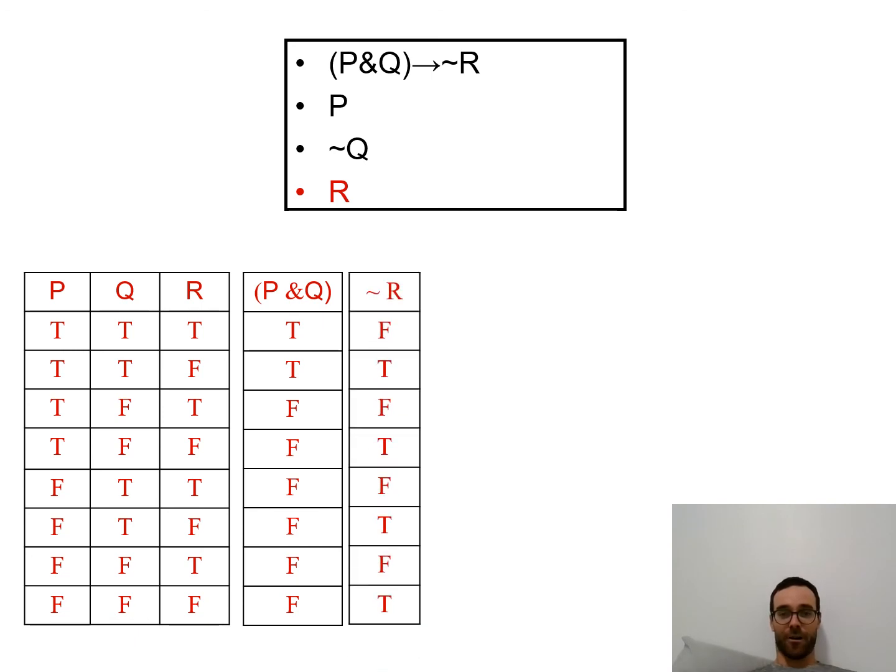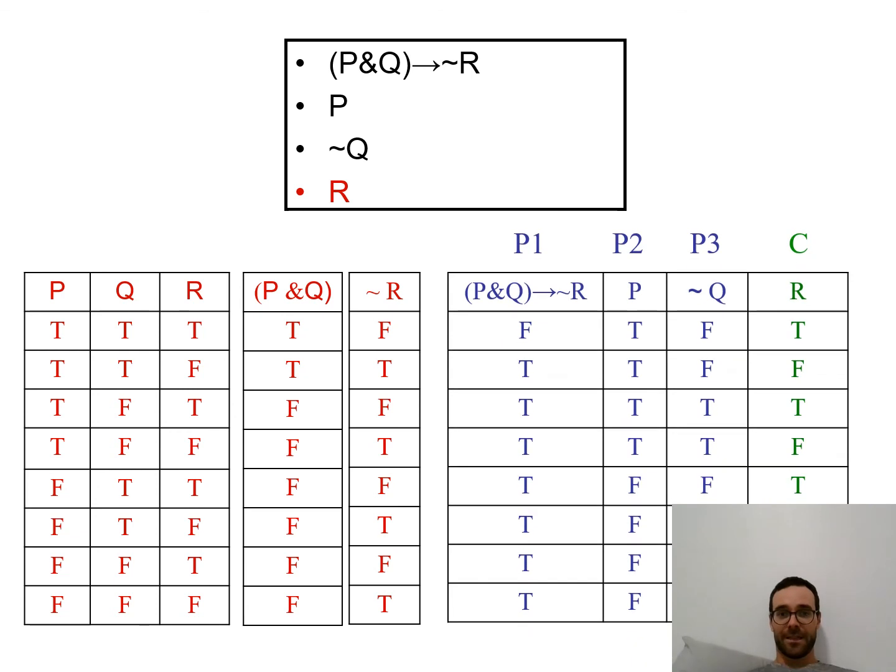Next, we'll do not R. The negation is just the opposite of the reference column. And now that we have both of these, we can do the conditional statement. And then each of the other premises are simple enough that we can write them down. And then finally, we have a conclusion.